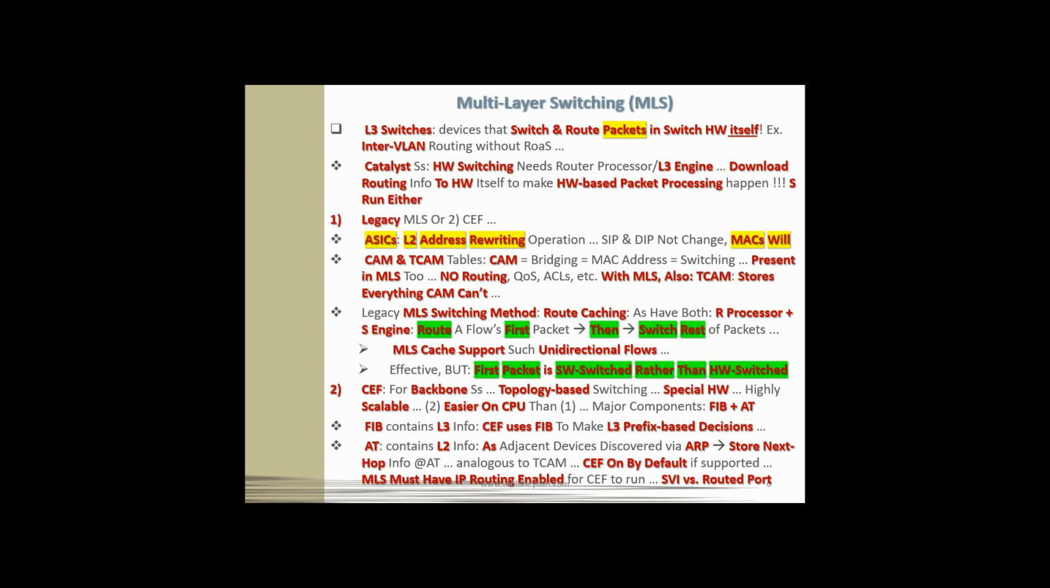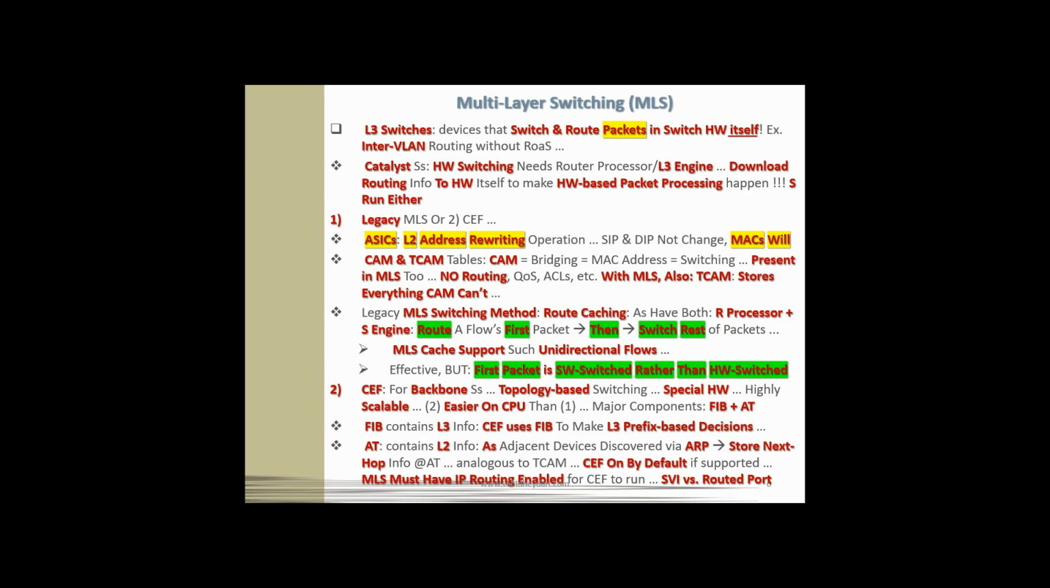Recall that with ordinary layer 2 switches, we had a management interface, and by default, it was interface VLAN 1. Interface VLAN 1 on an ordinary layer 2 switch is actually what we know as an SVI or switched virtual interface. With an ordinary layer 2 switch, the only default SVI was VLAN 1 or interface VLAN 1.